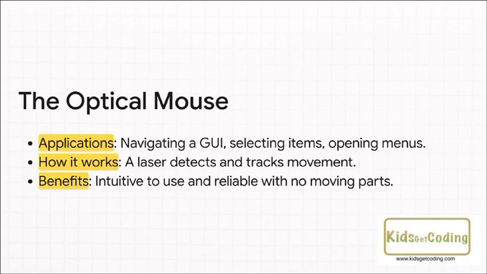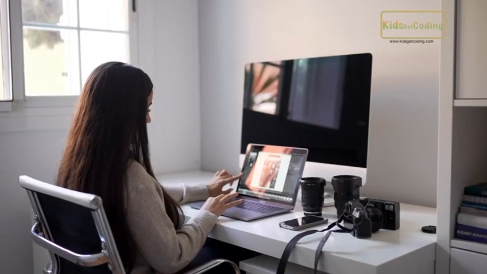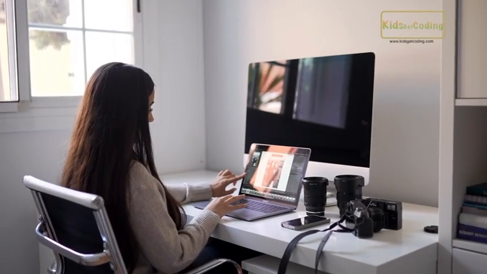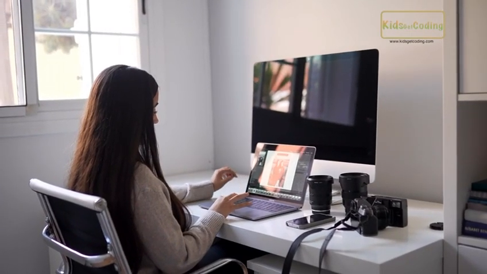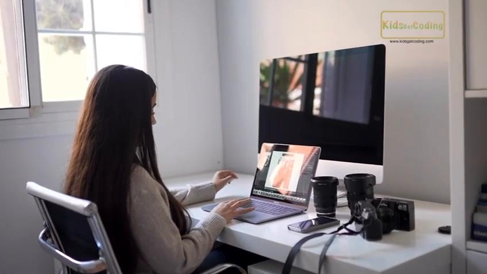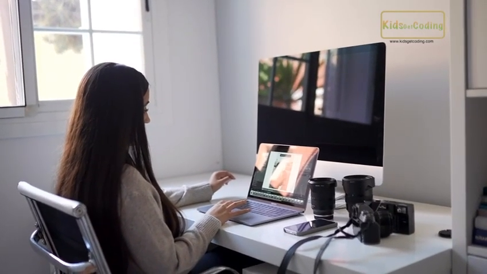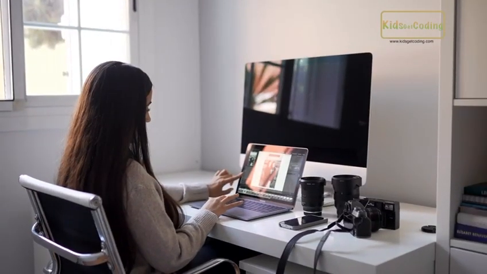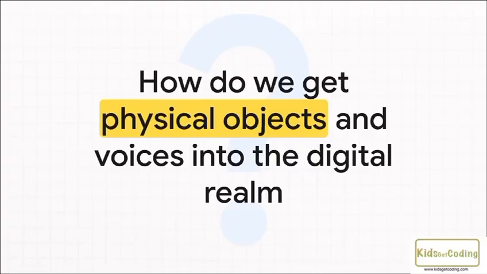Okay, but what about things that aren't just text and clicks? Our world is filled with images and sounds and physical objects. That brings us to our next challenge. The solution was to invent a whole family of devices that could basically see and hear, capturing and digitizing the world around us, and turning all that physical information into computer-readable data.